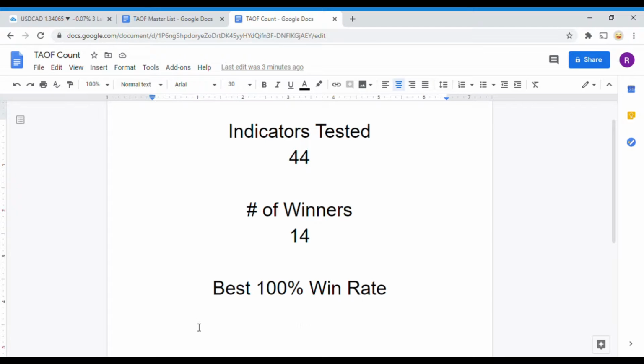Alright, as I said, I wanted to touch base real quick on the best Forex trading strategy for beginners. So, as I explained, we have tested 44 indicators, and 14 of those indicators have been winners. And you could take any one of those 14 indicators and get out there and start profitably trading the market with them. But a Forex strategy is a little bit more than just taking an indicator and using it. There is a lot more that goes into a strategy of Forex trading.